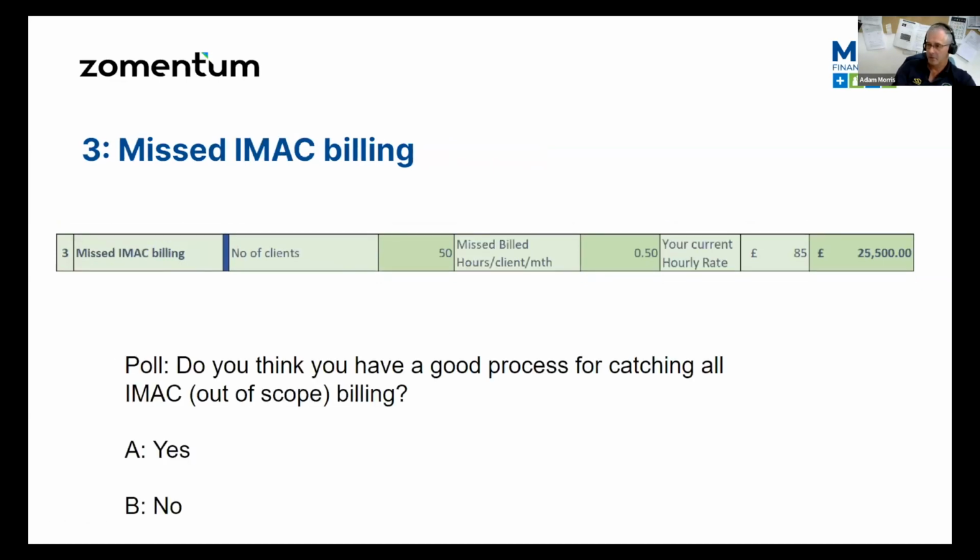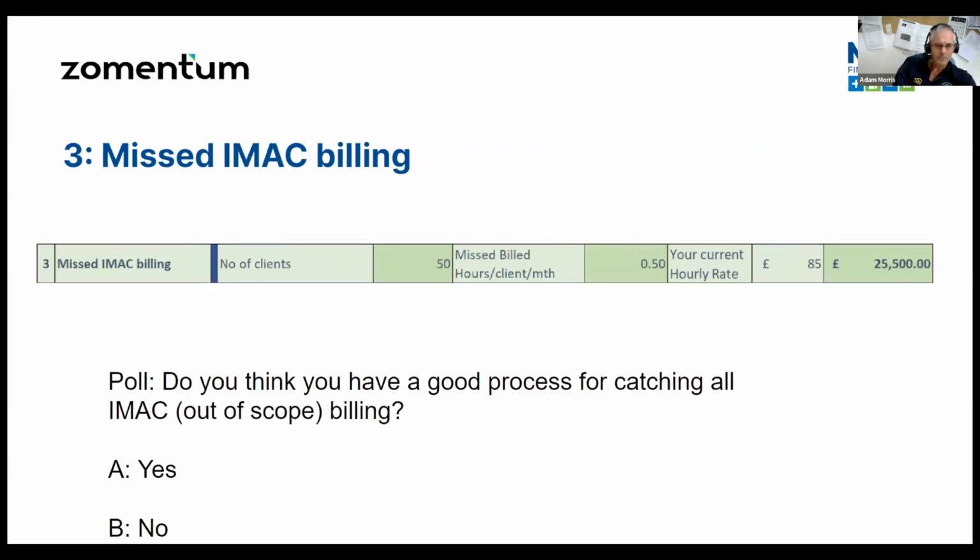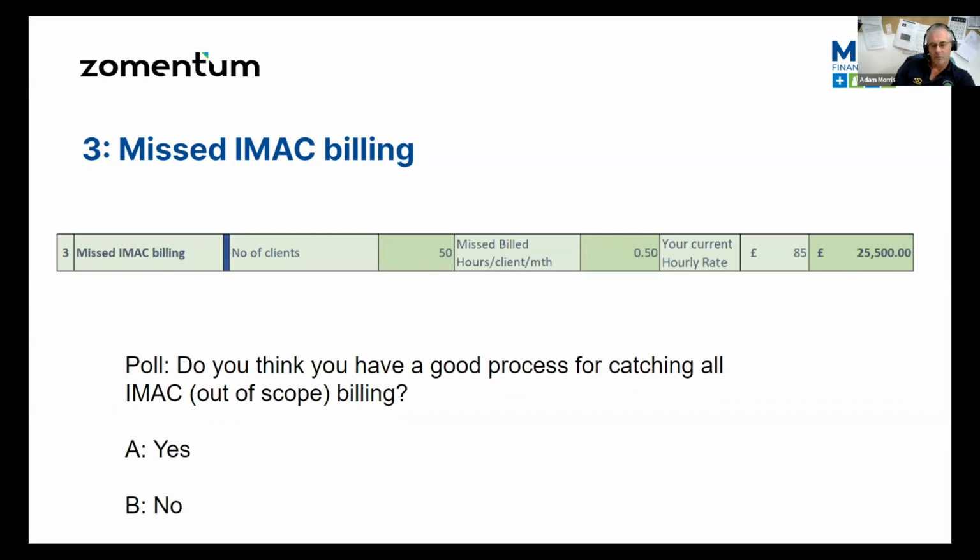Okay. Next slide, please, Matt. Thank you. So missed installs, moves, adds, and changes. Again, a very, very common one. So easy just to miss some of these out of scope pieces of billing. And it's only going to take 5 minutes, only going to take 10 minutes, or it just slips through the process, or it's a project by stealth. So this is about picking up those missed out of scope pieces of billing.